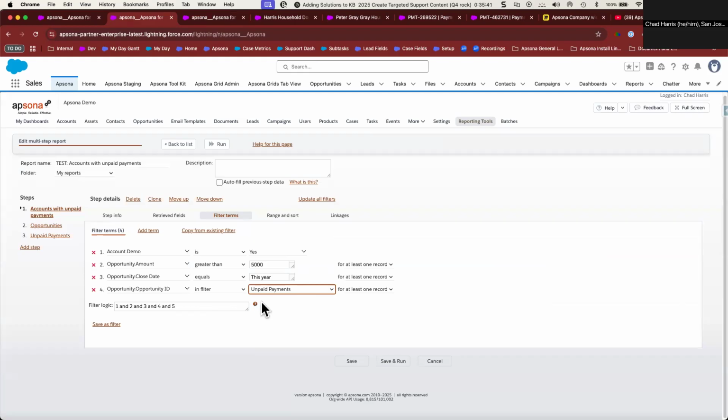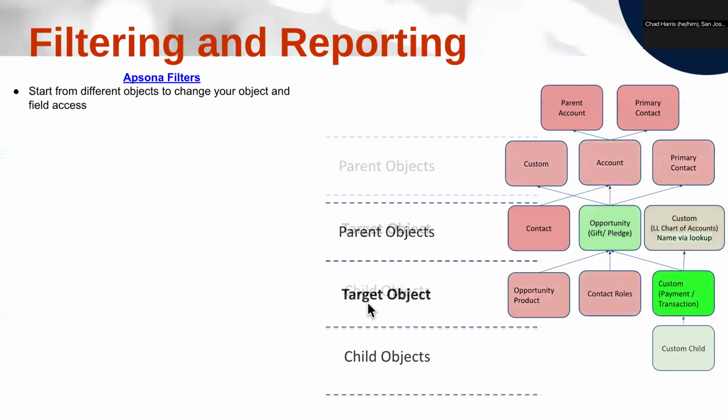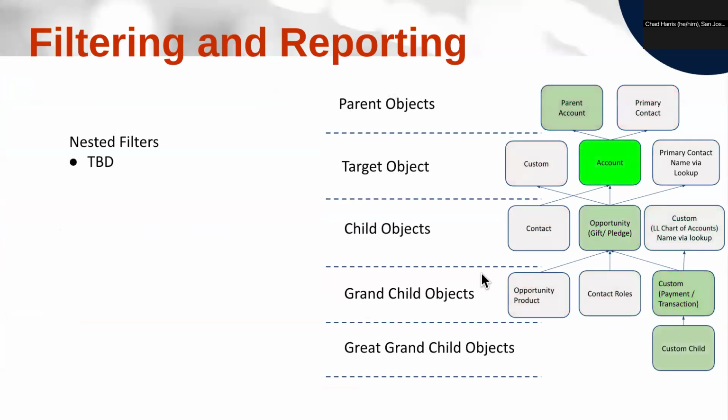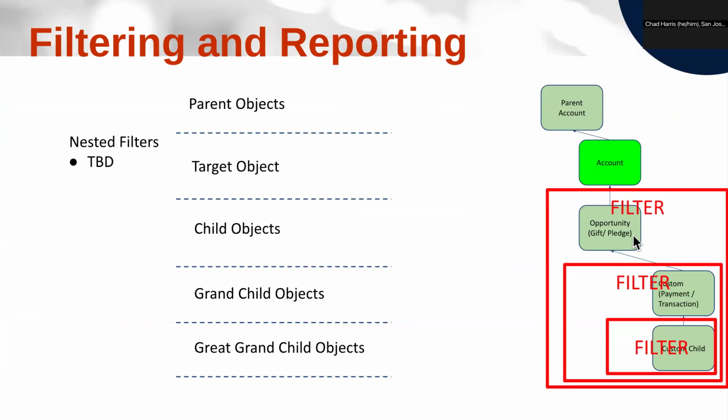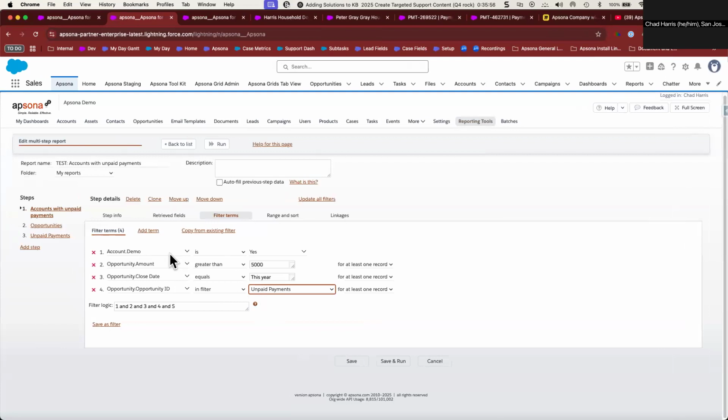So now by including a nested filter, I have reached farther than my normal capacity from account down to opportunity. And I'm pulling this opportunity filter up into my account step. So now, rather than getting both of those accounts, we know that gray household had no unpaid payments, so we should only get one account in return.